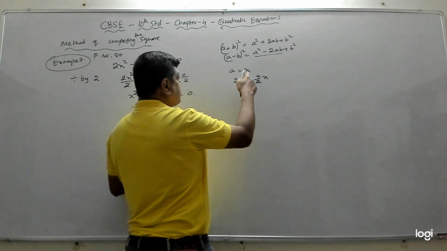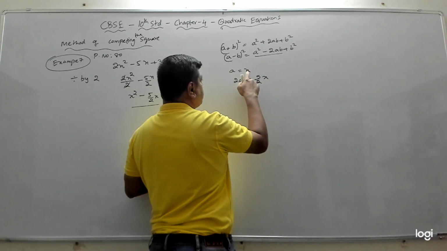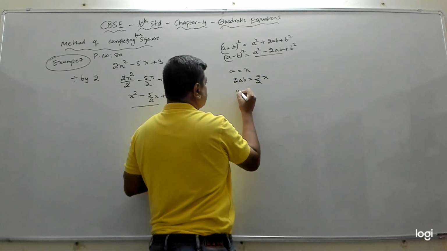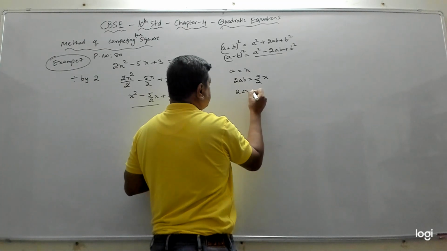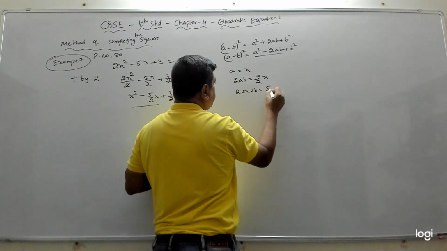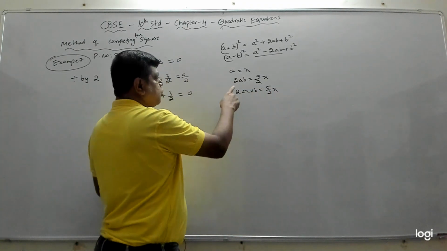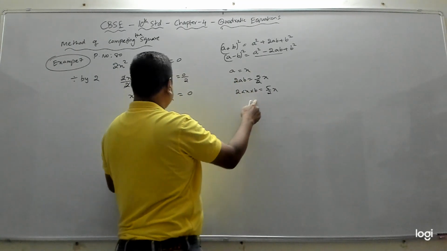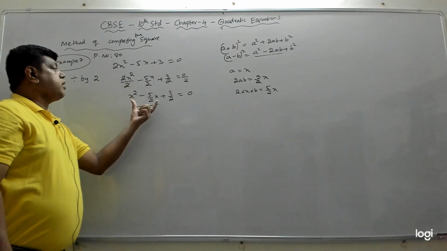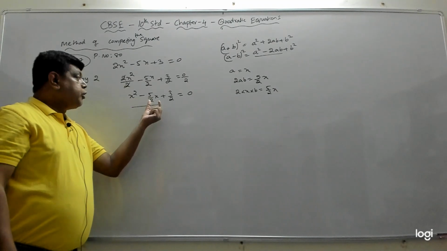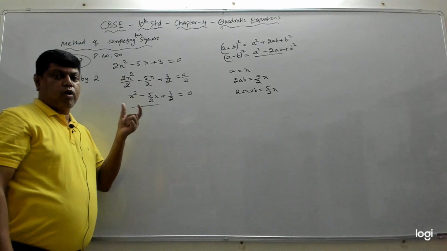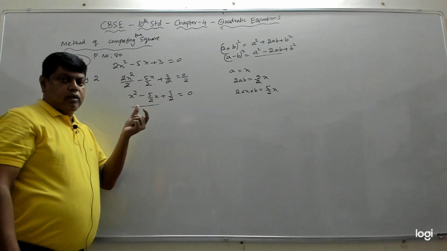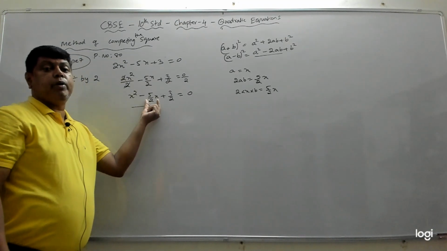Now for that, substitute. 2ab is this, and a is x, so substitute a as x here. So 2 into x into b is equal to 5 by 2x. So 2ab means 2 into a, which is x, into b. We need to find b. What should my b be so that my 2ab will become 5 by 2x?